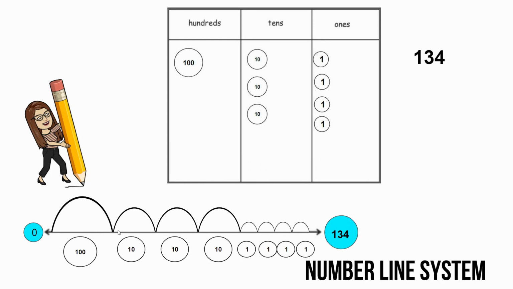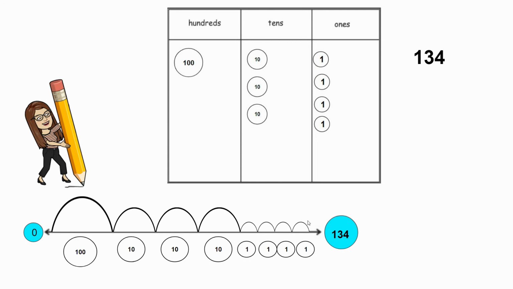Remember, your hops don't have to be perfectly drawn. The idea is that your hops must be in different sizes. If it is 100, it should be bigger than the tens, and your ones should be smaller than the tens.